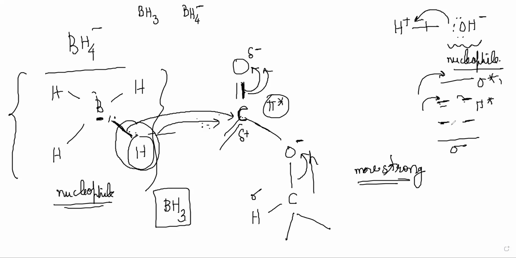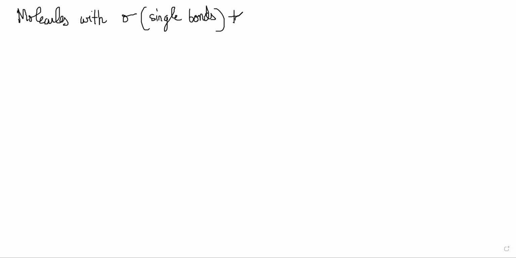There are other cases where molecules have a single bond to an electronegative atom. So far we are looking at pi bonds that were donating electrons, pi bonds that were breaking. Now we look at molecules with sigma or single bonds to electronegative atoms. For example, the molecule that he will take is say HCl or CH3Br.